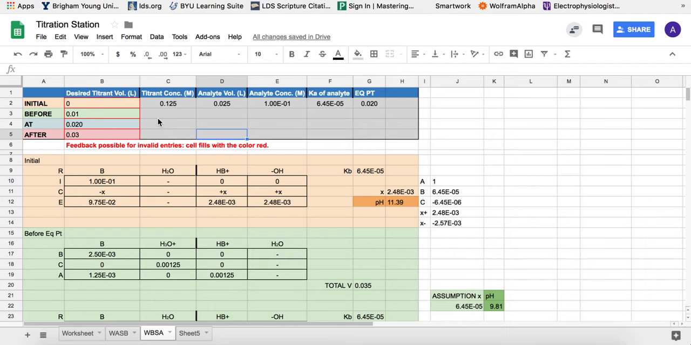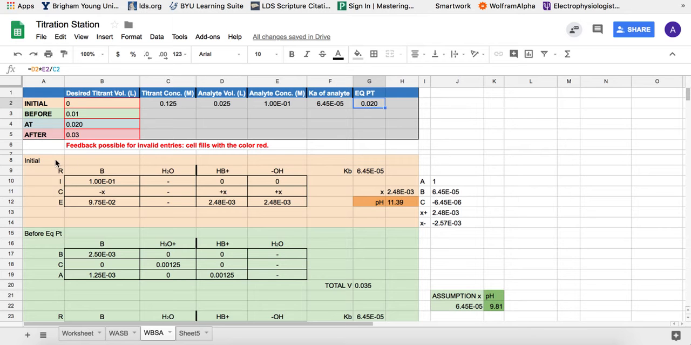And let's just say we're using HCl. So I've told you here that my titrant concentration of HCl is going to be 0.125, and that the analyte volume is 0.025 liters with a concentration of 0.1 molar of my analyte, and that the Kb of that trimethylamine is 6.45 times 10 to the negative fifth. Okay, and I'm even going to tell you my equivalence point, which you could have found by yourself, but I went ahead and did it for you.